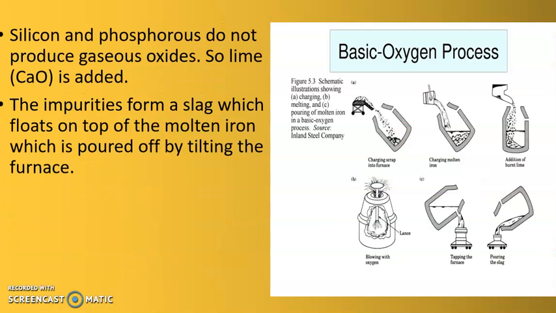Silicon and phosphorus are also present in the molten iron, but they do not produce gaseous oxide. So, in order to get rid of these oxides, lime is added. Lime is calcium oxide, which is a basic oxide. So, lime will react with silicon dioxide and phosphorus 5 oxide to form slag. These impurities float on top of the molten iron, which can be poured off by tilting the furnace.